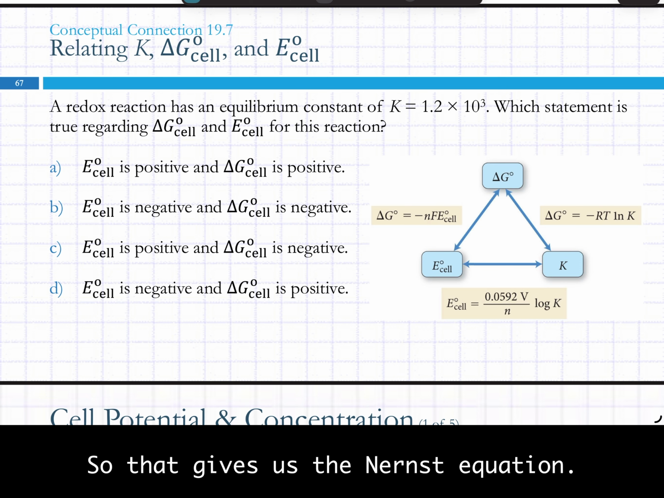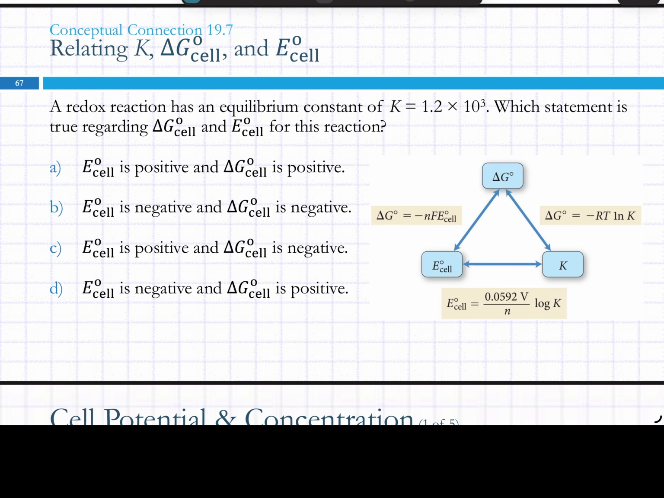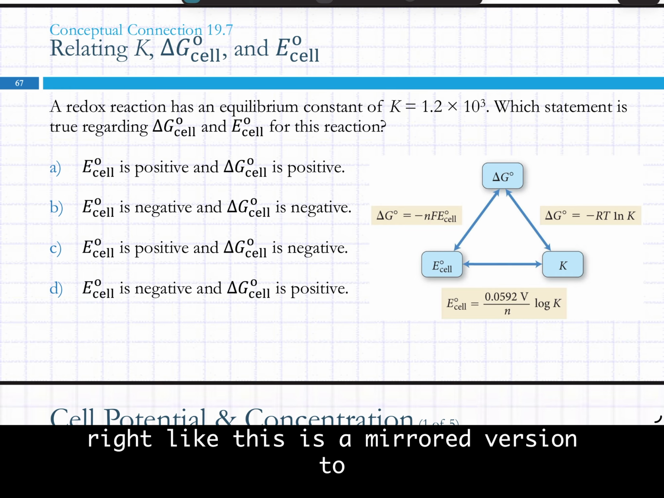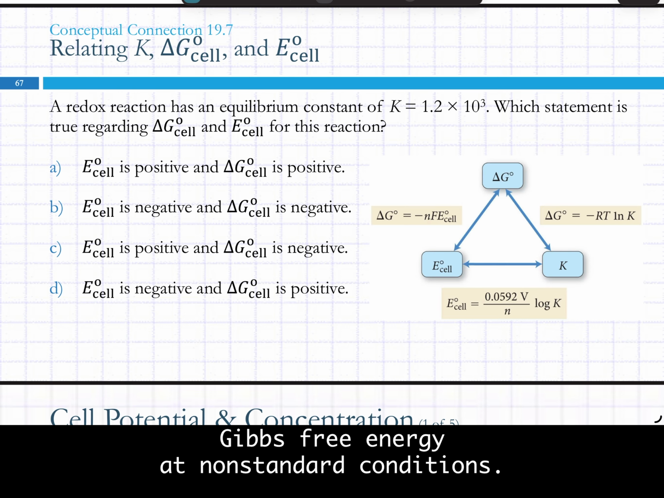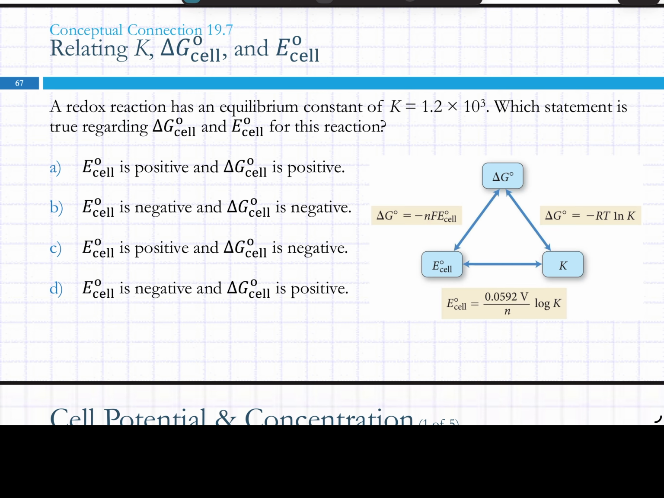So that gives us the Nernst equation. Essentially, it mirrors, right? This is a mirrored version of Gibbs free energy at non-standard conditions. Yeah, RT ln K.